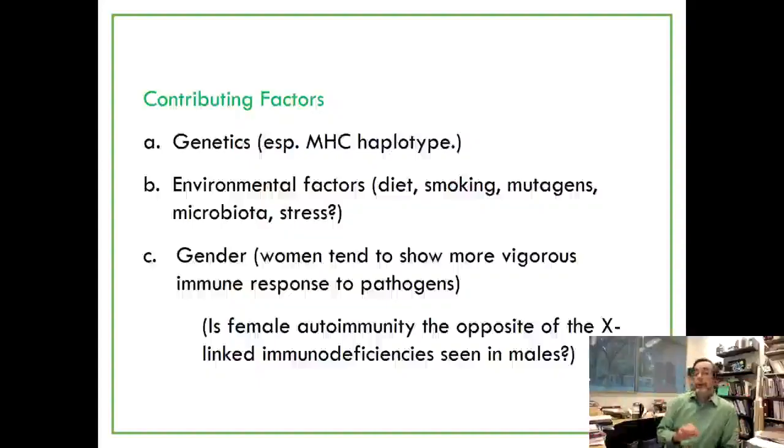There are environmental factors that can trigger this. Again, this is overactive immune system, so maybe things that can make your immune system overactive: the typical diet, smoking, immunogens, microbes can do this, maybe even stress. And it is the gender puzzle. Why do women tend to show more vigorous immune response to pathogens? The one thing I want to say is maybe female autoimmunity is the flip side of male immunodeficiencies.